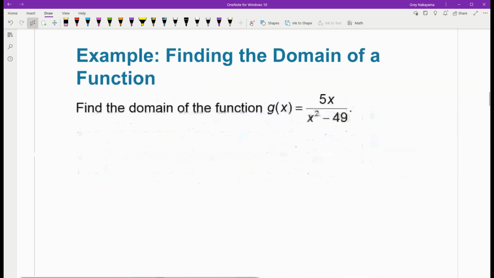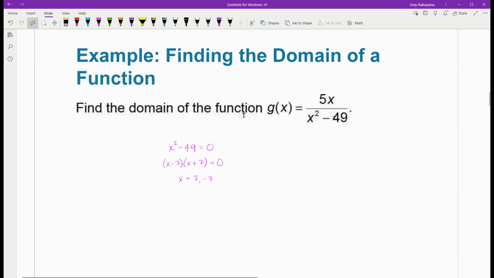Okay, so first off, we got find the domain of the function 5x over x squared minus 49. So it is a fraction, or what we called rational expression before. So I need to take the denominator and set it equal to 0. So my denominator, x squared minus 49, I'm going to set it equal to 0. I'm going to factor it as the difference of two squares. And then I'm going to set each factor equal to 0 and find out that x equals negative 7 or 7. So those two values of x make this thing 0.